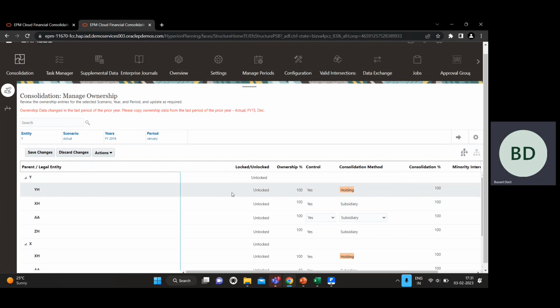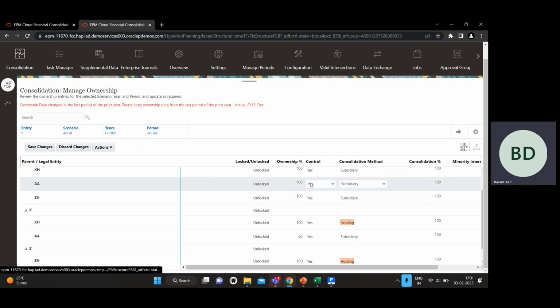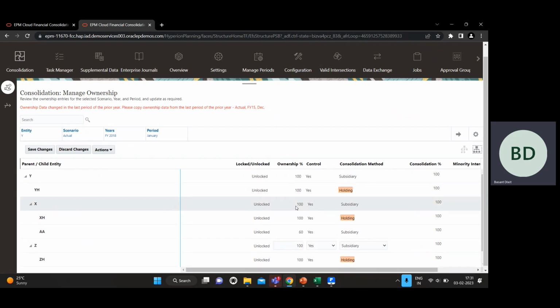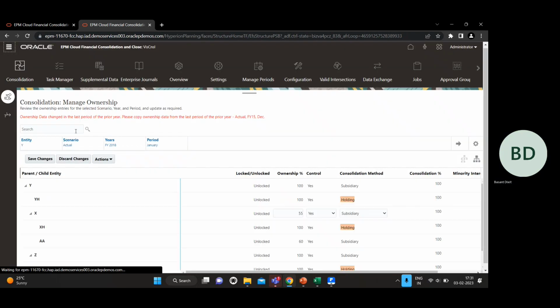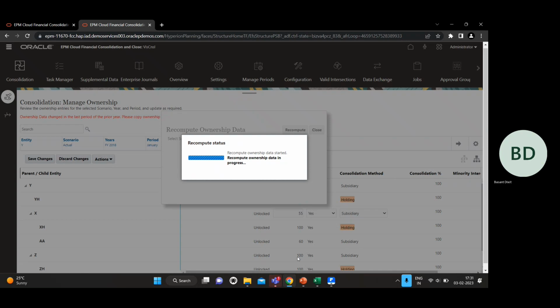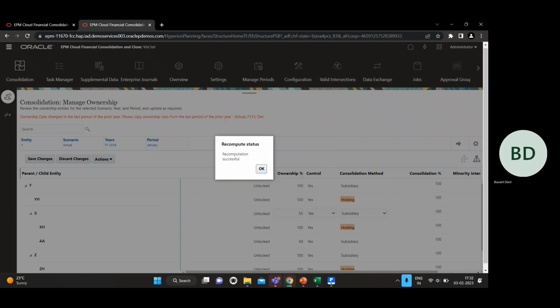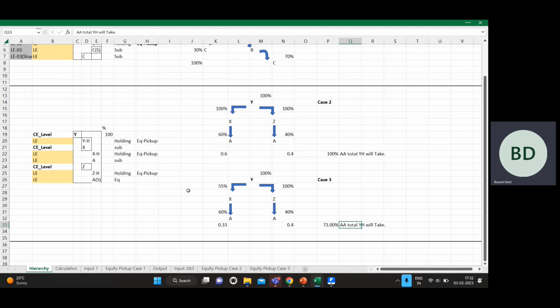Okay, let's move on. We first have to make some changes to this ownership structure. So we go to the tree view and I will make this 55%. Let's see what changes we will get in this. Save changes, recompute the ownership. Click OK. So the recomputation has been done. Okay, let's see the third case.